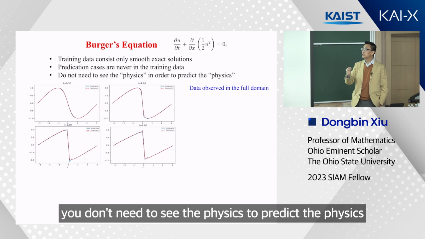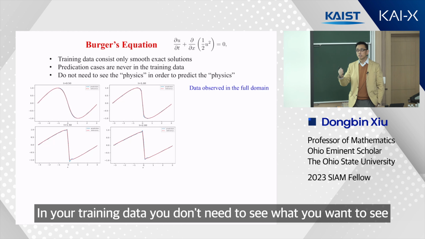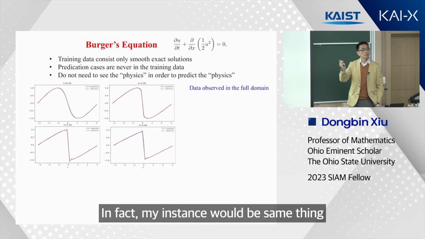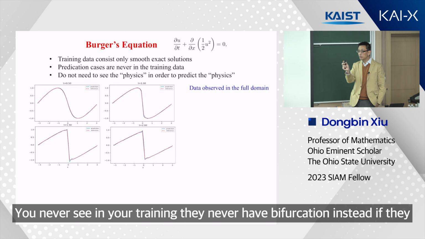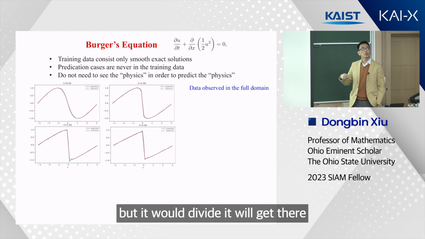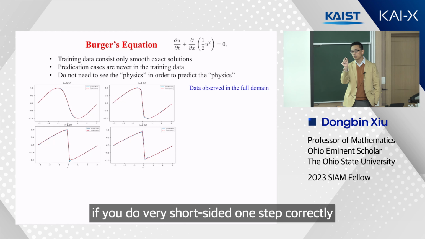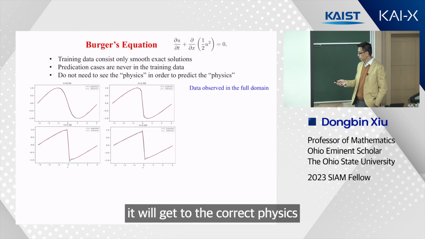So this is something I would like to say. With this method, you don't need to see the physics to predict the physics. In your training data, you don't need to see what you want to see. In fact, my earlier example would be the same thing. You never see bifurcation or steady state in your training data, but it will develop, it will get there. If you do the very short-sighted one step correctly, it will get to the correct physics.